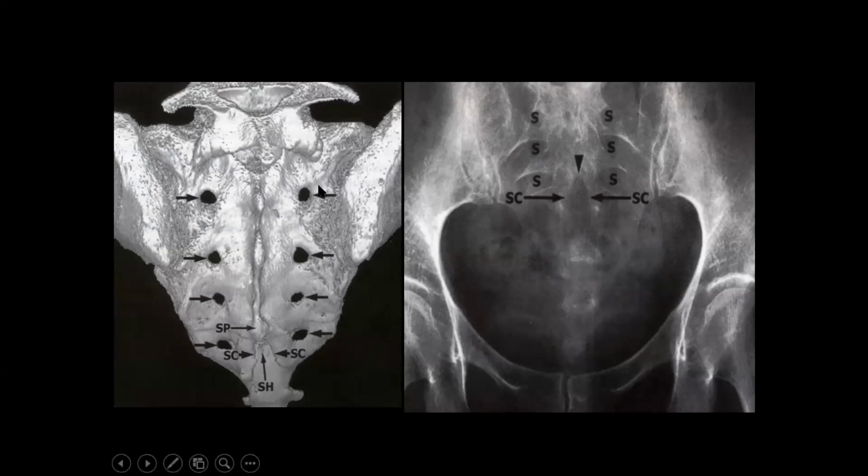Okay, so this is a CT reconstruction of our sacrum. Here in the CT reconstruction, we can see the posterior foramens. And these are the spines.